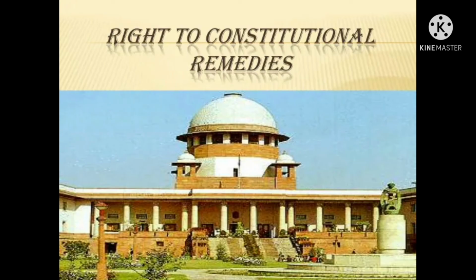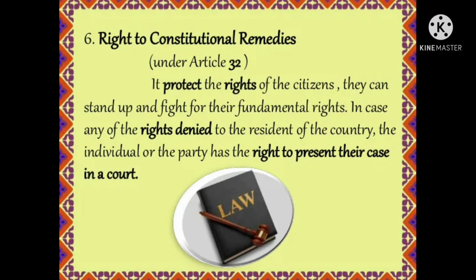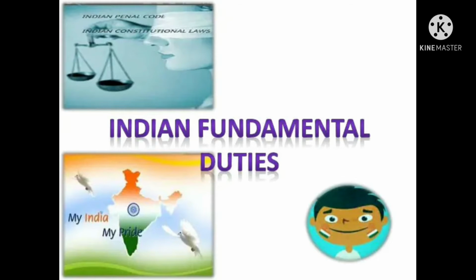The last right is right to constitutional remedies. What does this mean? The Constitution has not only given fundamental rights to the citizens of India but also guarantees them under Article 32. Whenever the rights are violated, either by a person or state government or the central government, the citizens may directly appeal to the Supreme Court for their protection.